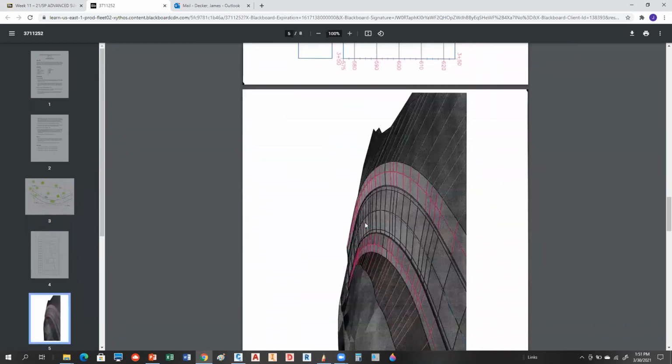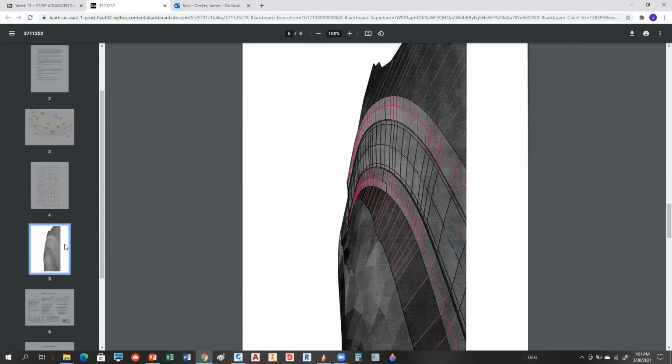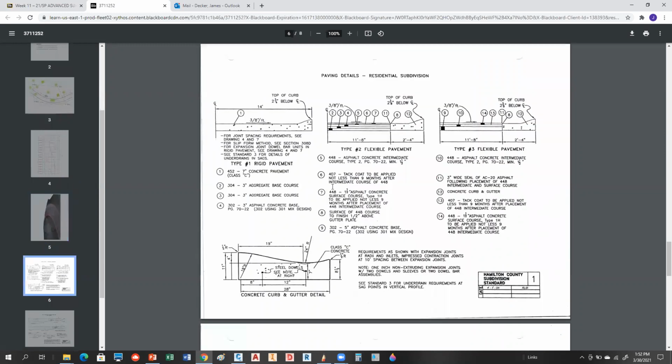This is kind of a three-dimensional model of what you're doing. It's looking at the PC, or we're sitting at the PC looking towards the PT. So this is the existing ground, and that's the proposed ground and what's going on. And then these guys are typical sections. Those are going to be important for next week.